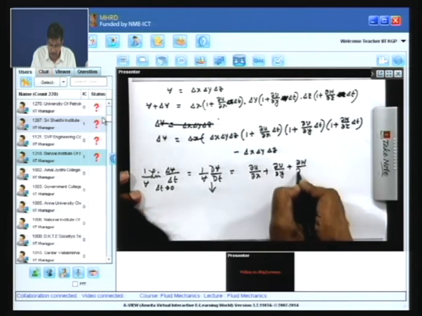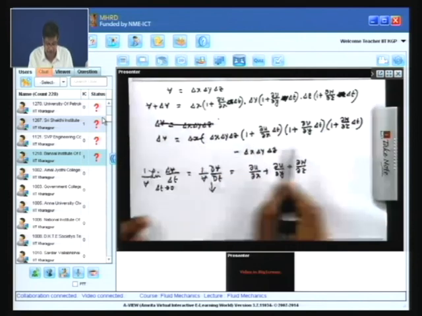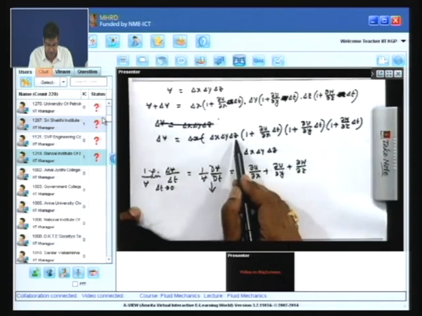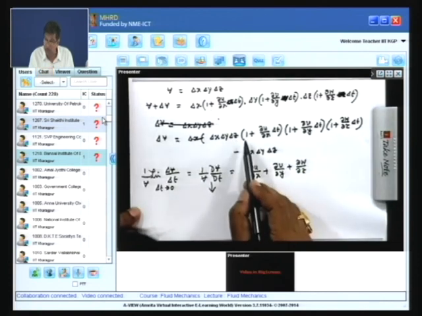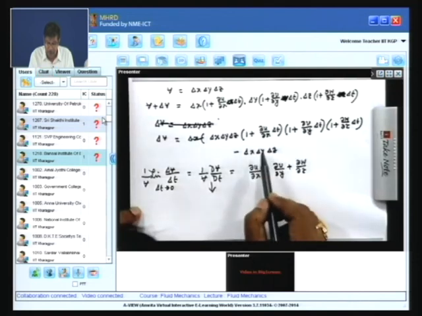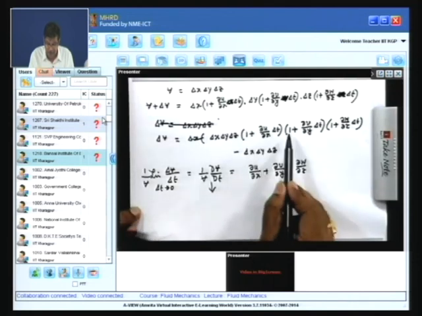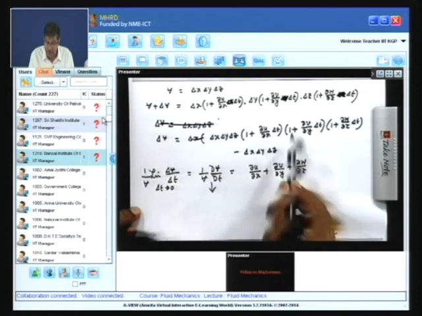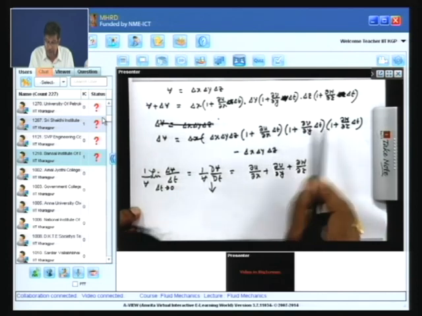Now, if you do simple mathematics and take del x del y del z common, then the 1s will cancel, 1 minus 1. Then if you multiply, this will be del u del x del t, del v del y del t, then del w del z del t.